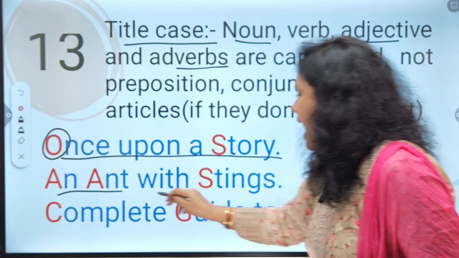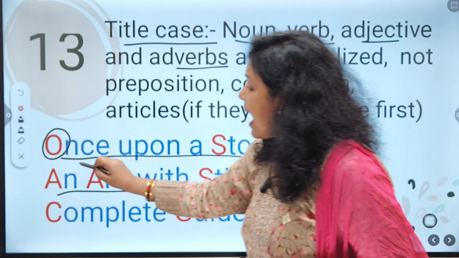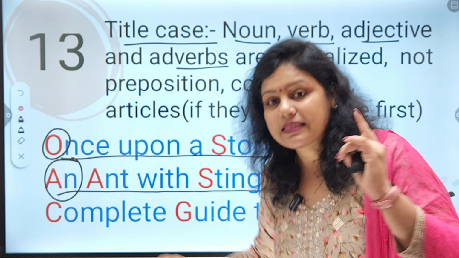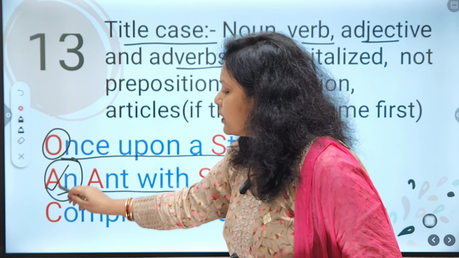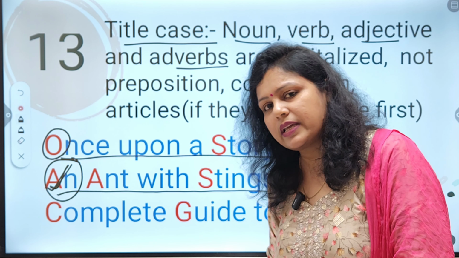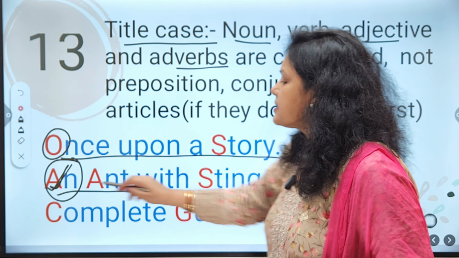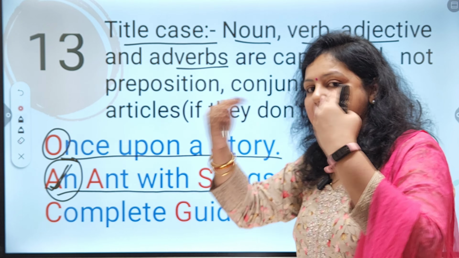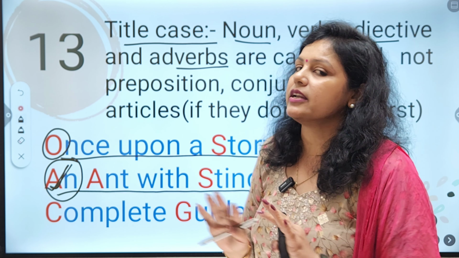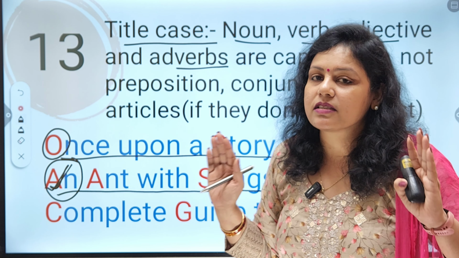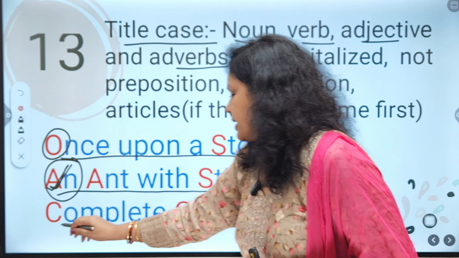Like "An Ant with Stings." Here "An" is the article, right? That is why it is starting with a capital letter, because the whole title starts with "An." But if "an" is in the middle of the title, it will never be capitalized.